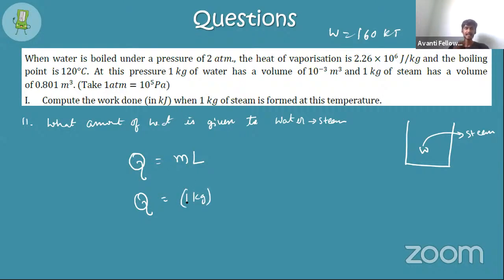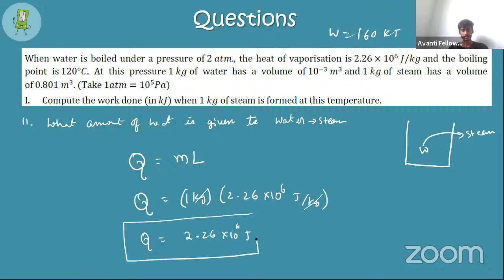And what is latent heat? Latent heat is given as 2.26 into 10 to the power of 6 joule per kg. All of them are in kgs and joules, so kg cancels. The amount of heat I need to provide is 2.26 into 10 to the power of 6 joules, to convert water into steam at this particular temperature. Am I clear? So this is how it happens. Whenever a phase change happens, try to remember the concepts from the past class so that you won't forget.